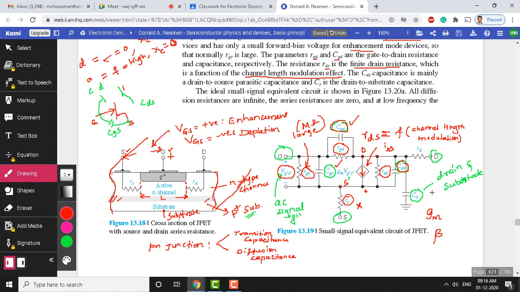Beta. Okay, the transistor gain is what? It is represented by beta, right? Typically a transistor comes with a beta of 100, 200, 300, something like this. That is the gain of a transistor.